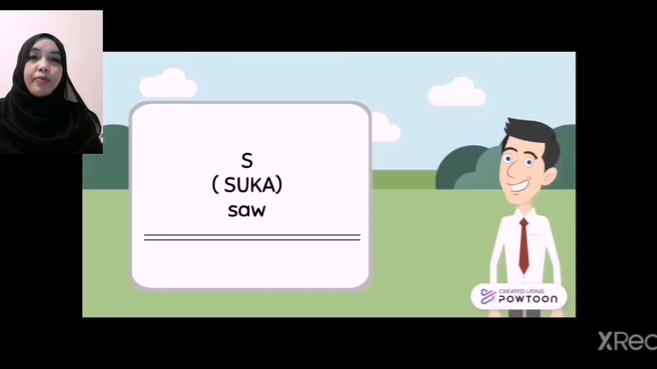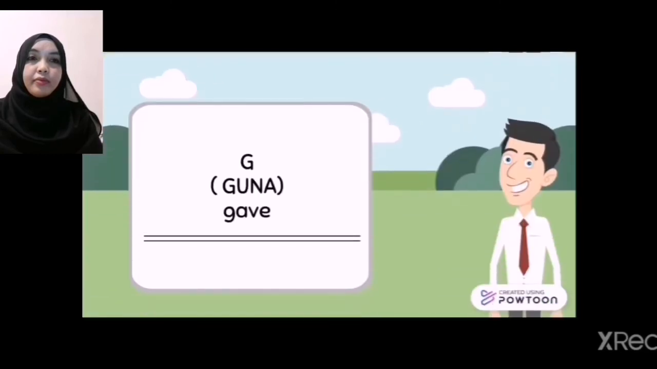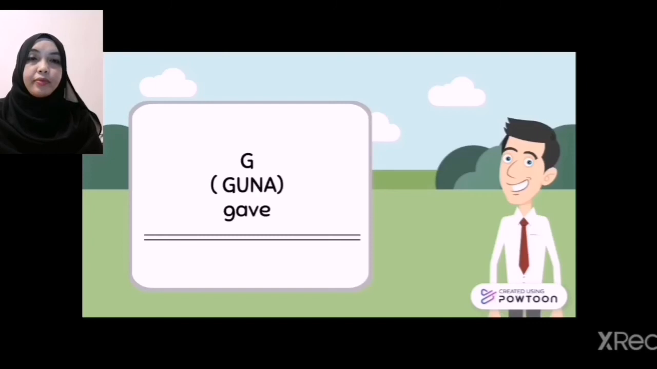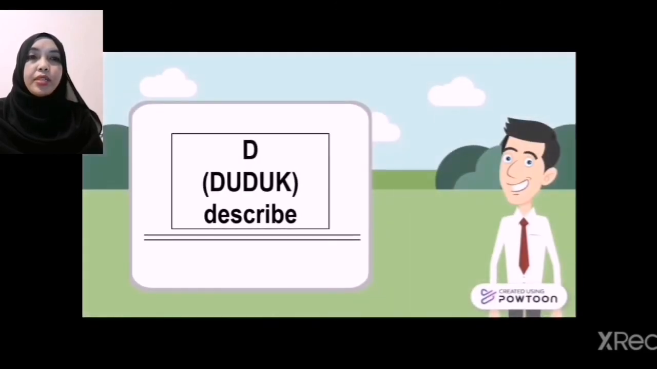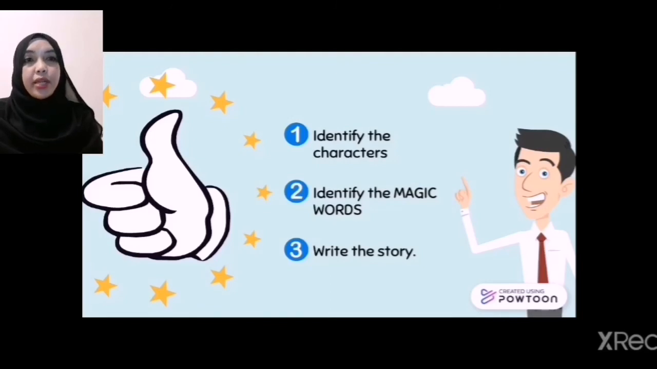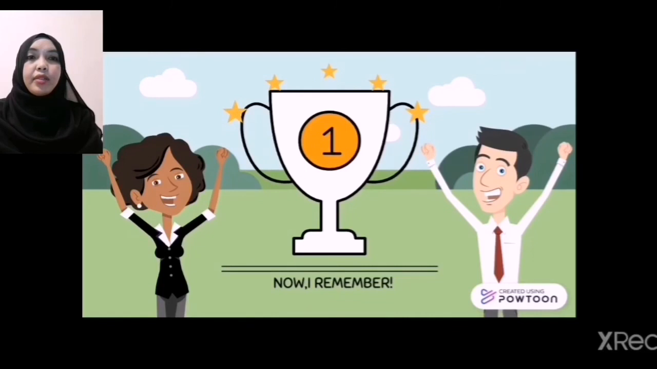S, suka, saw. P, pergi, pitied. H, hotel, helped. G, guna, gave. T, tongkat, thank. A, ajaib, ate or drank. T, tanpa, told. D, duduk, describe. Identify the characters, identify the magic words and write the story. Now I remember.